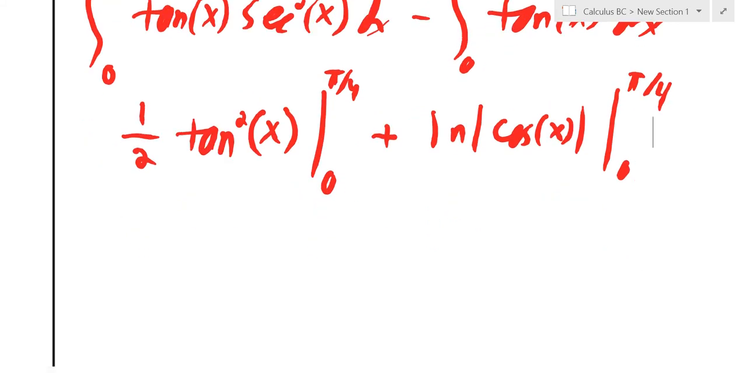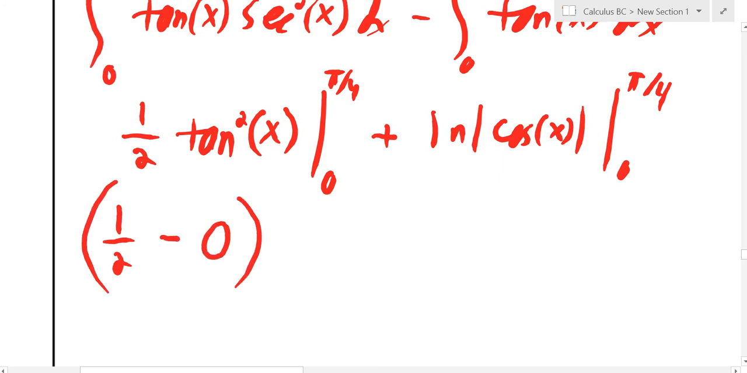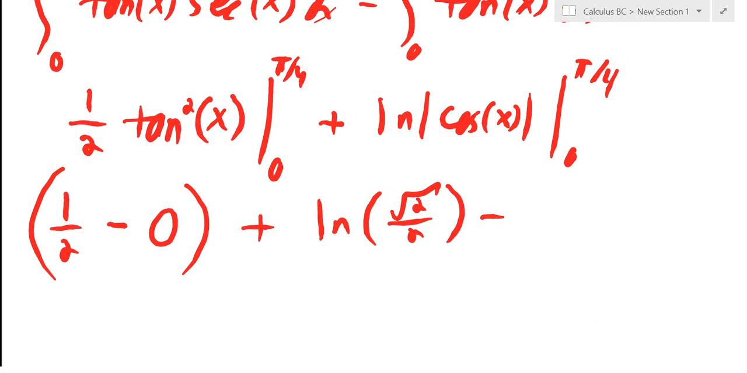Can we handle that? Let's do some math here. What's tangent of pi over 4 when I plug that in? 1 times 1/2 is 1/2 minus, what's tangent of 0? True, it's 0. Good. Plus, what's cosine of pi over 4? Root 2 over 2. So that would be ln root 2 over 2 minus, what's cosine of 0? 1. What's ln of 1? 0. You guys are good at this. Okay? So our answer is a half.